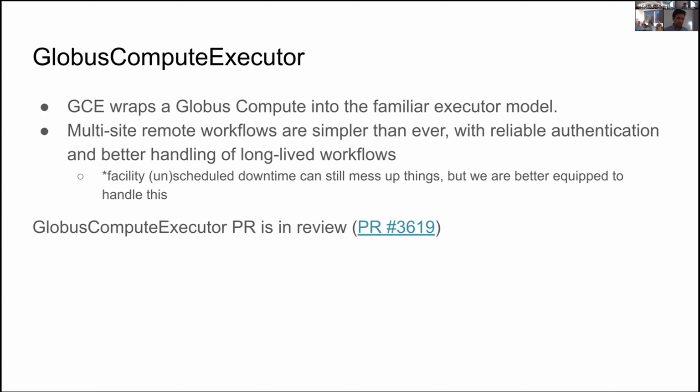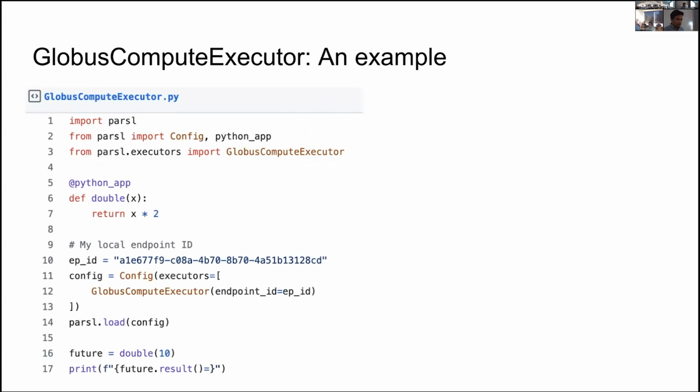This work is right now a draft PR. If you have time and would like to explore and play with it, it's right there. And here is a simple example. You do not need to specify any provider configuration on the Parsl side. You need to have a configuration on the Compute side, start it up. And then once you have that, all you need to do is, in Parsl, import the Globus Compute executor, point it at the right endpoint ID, and run your functions like you normally would. So this basically addresses the problem of connecting remotely to a facility and then running your functions as if it is just right there.